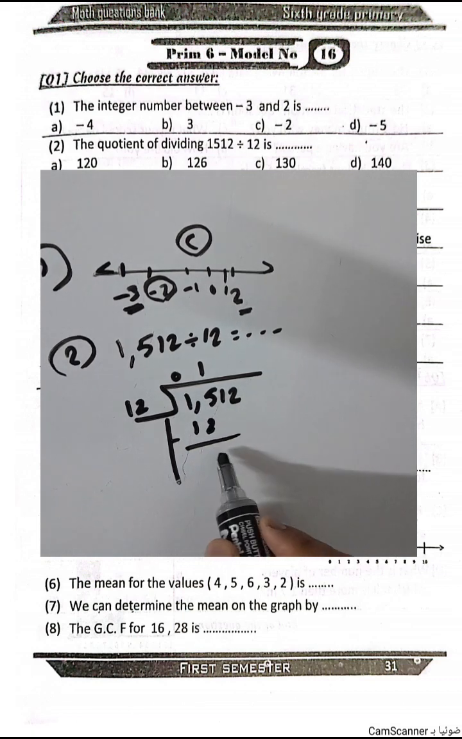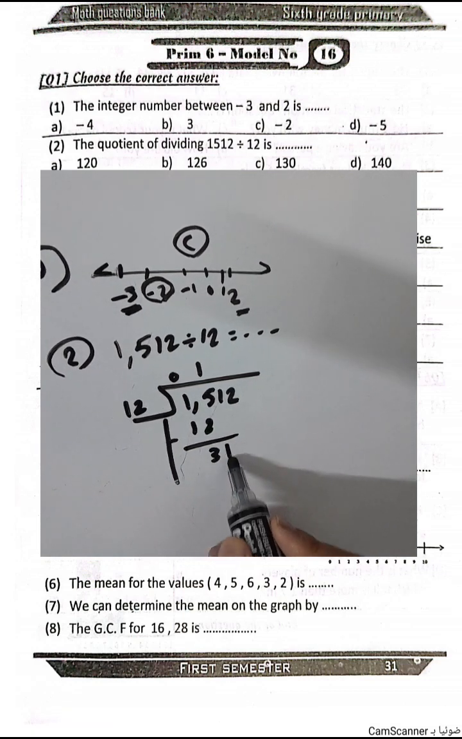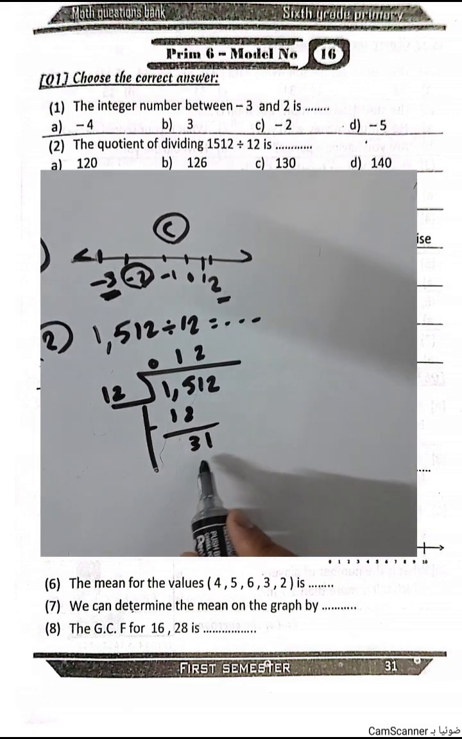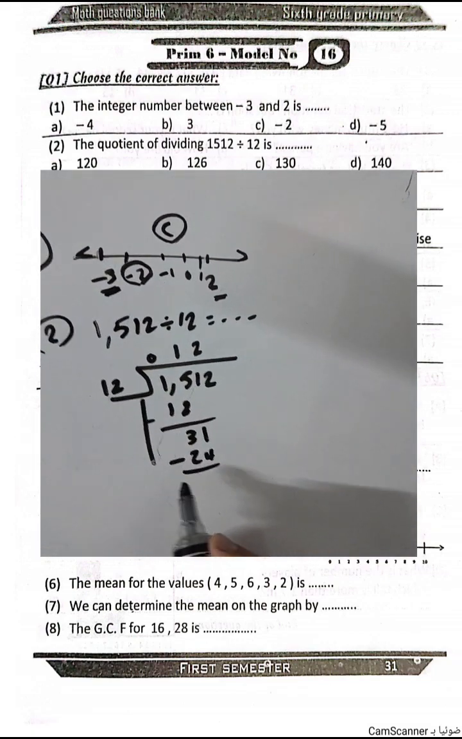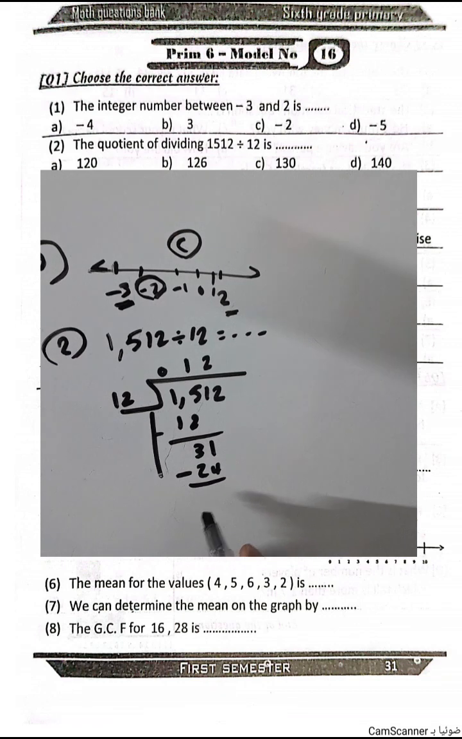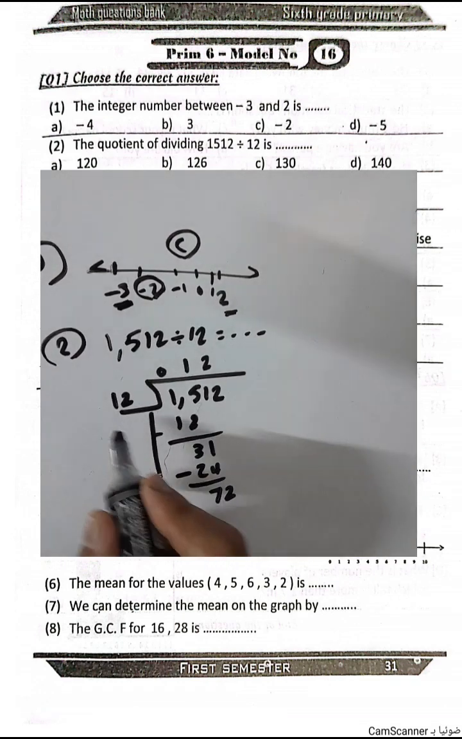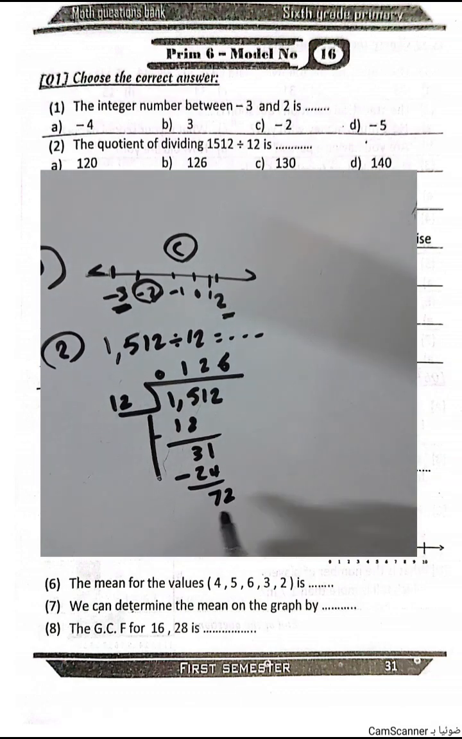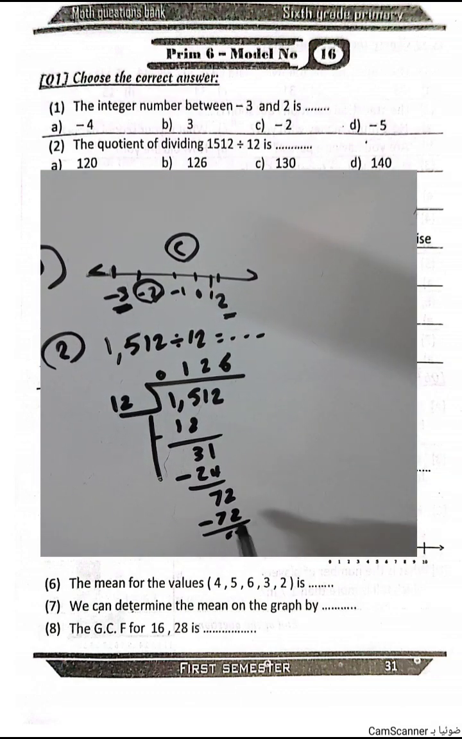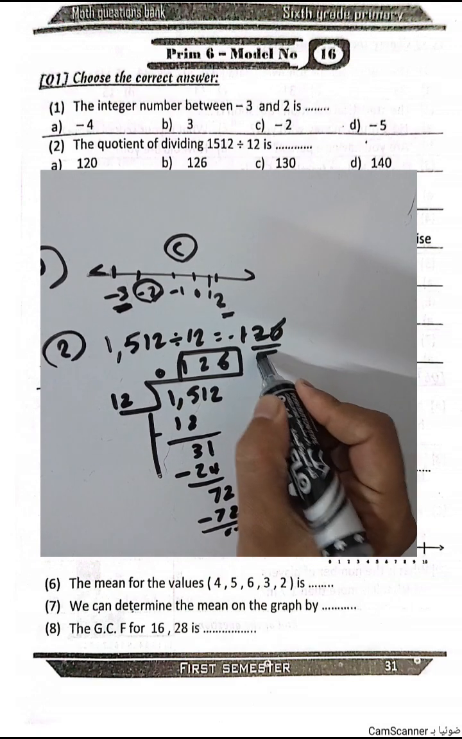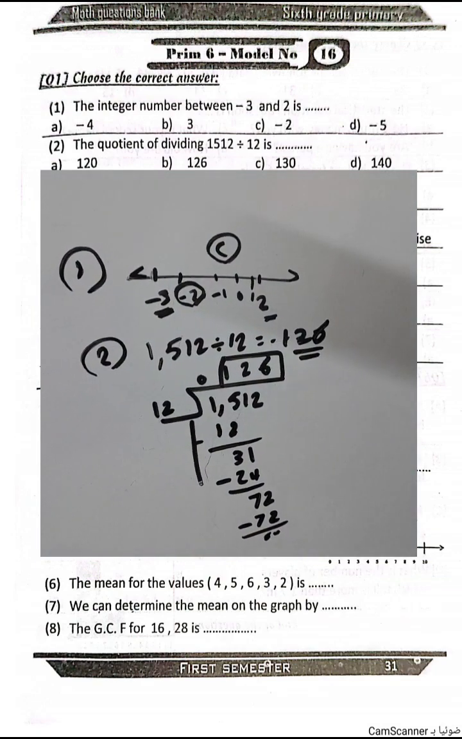15 minus 12 will be 3, and then drop 1. 31 divided by 12 will be 2. 2 times 12 will be 24, and then find the difference between 31 and 24. The result will be 7, and then drop 2 here. 72 divided by 12 will be 6. 6 times 12 will be 72. And the quotient will be 126. This is the quotient for question number 2.